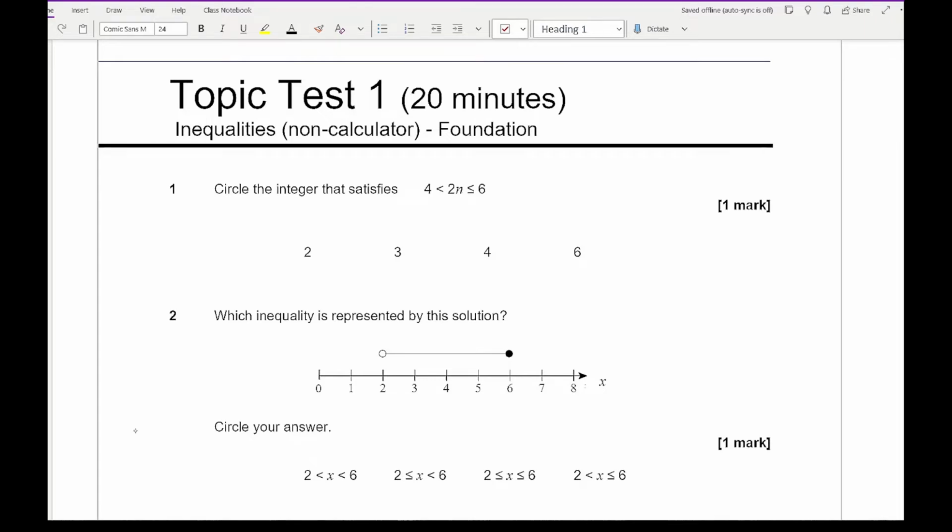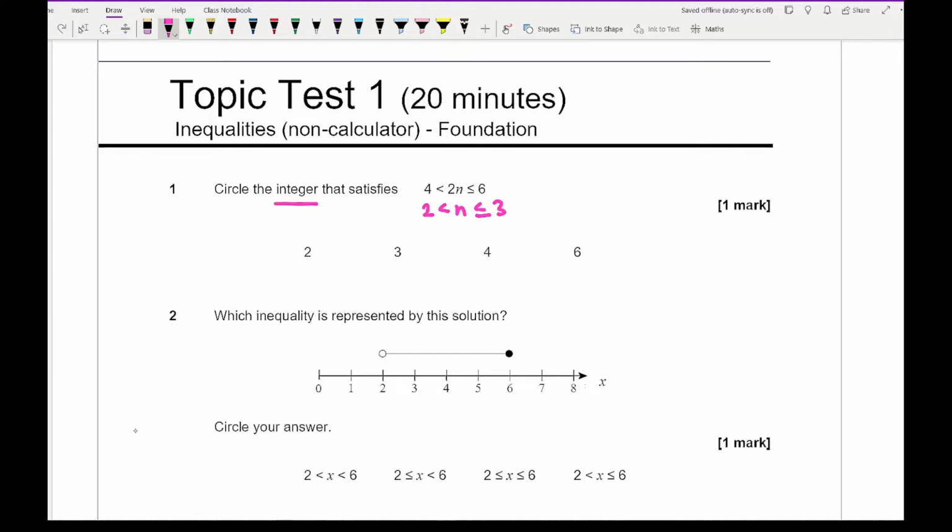So here we've got 2n. So what we need to do is to get rid of this 2, we just need to divide both the numbers by 2. So that becomes 2. Then we've got n is less or equal to 3. Then from this, what we're wanting is numbers between 2 and 3, and it can't equal 2, but it can equal 3.